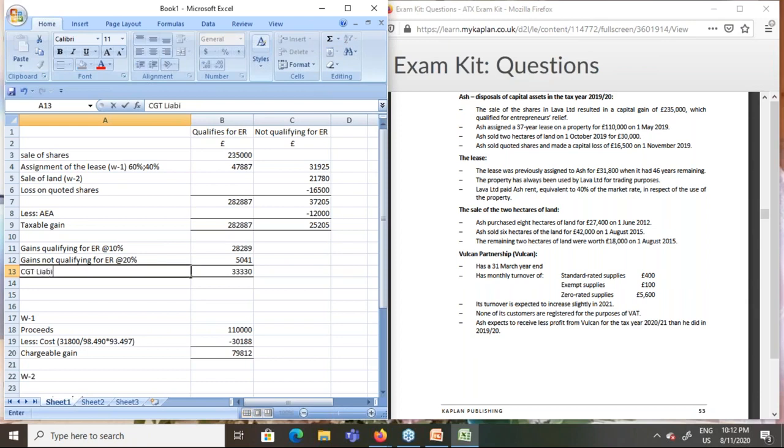First, you need to consider the gains qualifying for ER. On top of that only, you need to keep the gains not qualifying for ER when calculating the CGT liability. Therefore, most of the gains are predominantly occupied by the gains qualifying for ER taxed at the rate of 10%. But since the gains not qualifying for ER come on top of that, they will always be taxed at the highest rate, which is 20%. Okay.